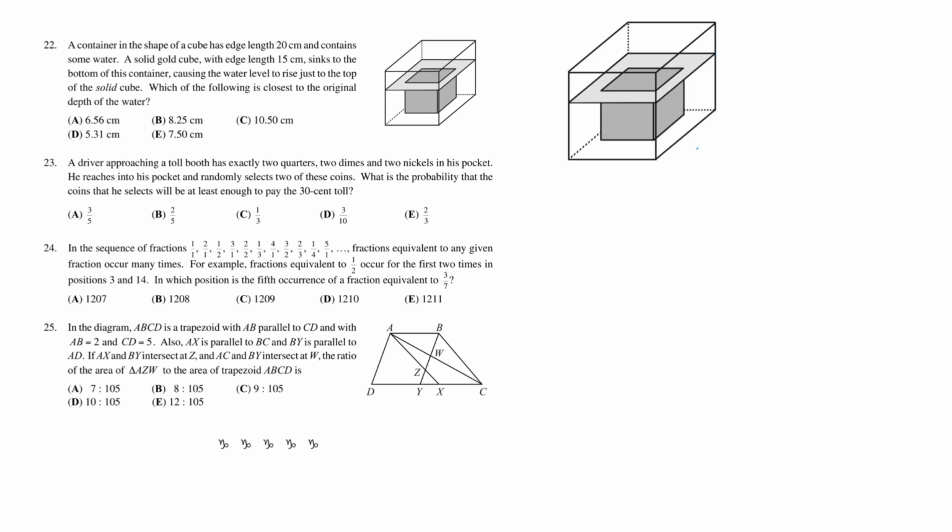For the container cube, the side length is 20, so this side is 20, this side is 20. But the solid cube has height 15, so each side is 15. Now the water level is 15. They ask for the original depth of the water. Let the original depth of the water be x.